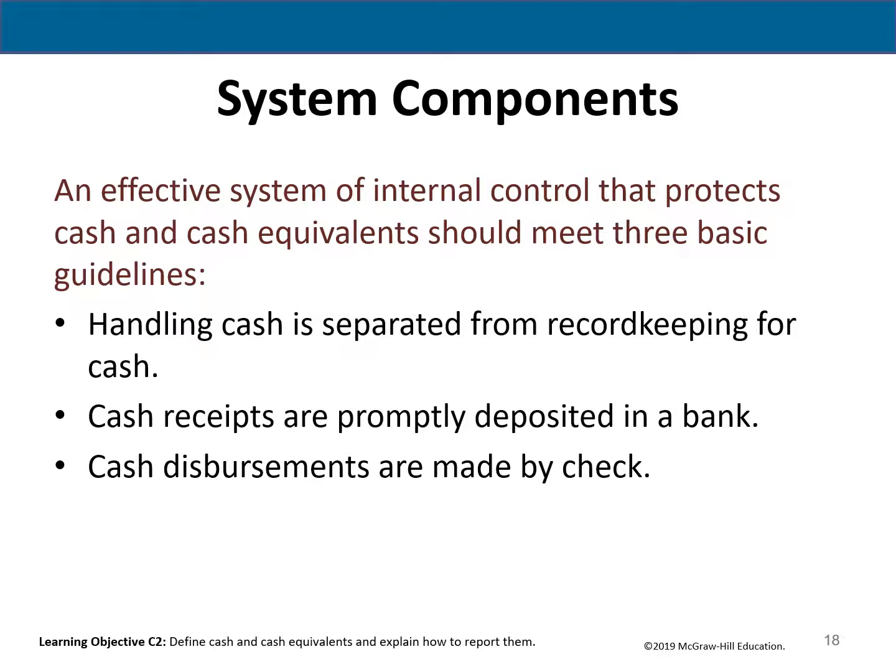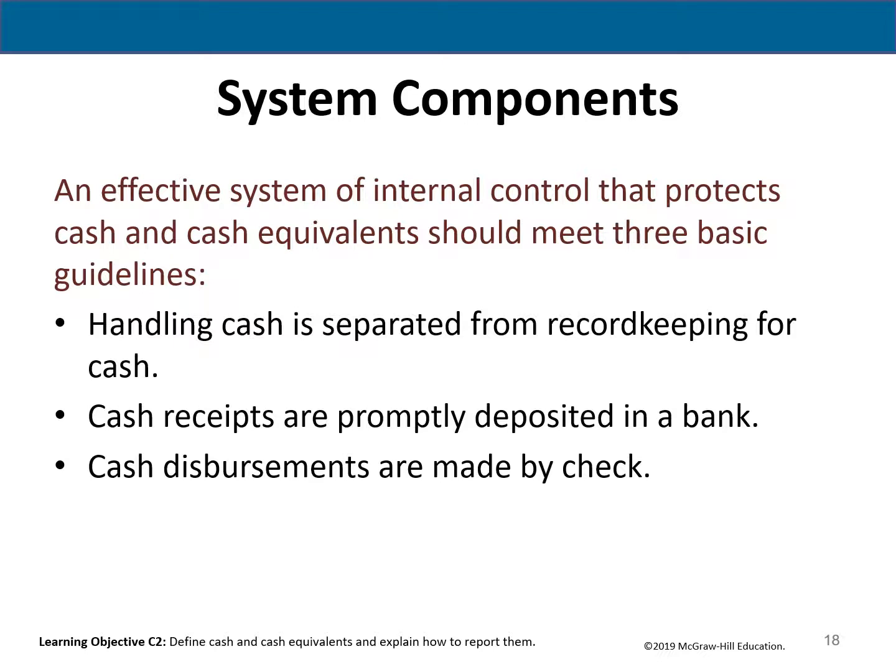Handling cash must be separate from record keeping for cash. So that cashier can't be sitting in the accounting department making journal entries. Cash receipts must be promptly deposited in a bank or in a safe that nobody knows the combination to. Okay? And cash disbursements must be made by check and they're authorized. We're going to talk more about this, but those are just three basic guidelines.